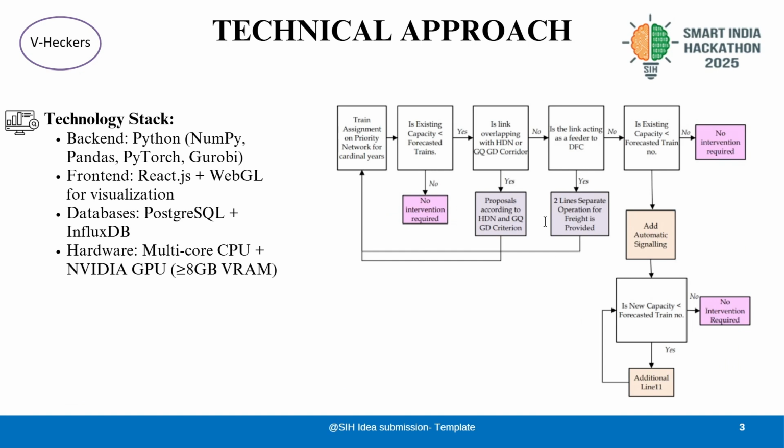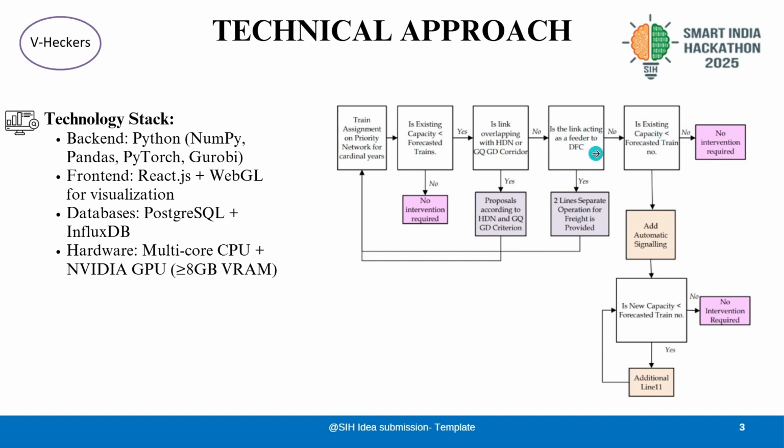Our methodology and technical approach goes like this: first, we assign the trains on priority networks. Is the capacity less than the forecasted trains? If yes, is the link overlapping with an SDN or GQ/GD corridor? If it is overlapping, the proposal according to SDN and GQ criteria again goes to the train assignment on priority. If it is not overlapping, is the link acting as a feeder to the DFC?